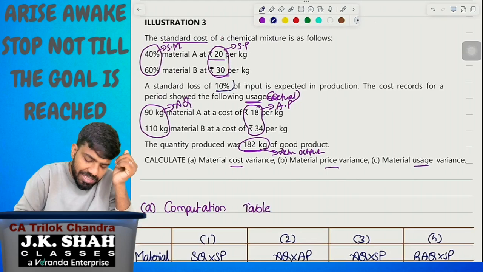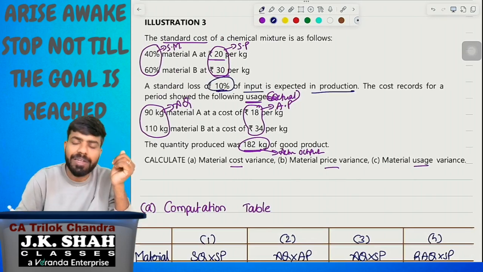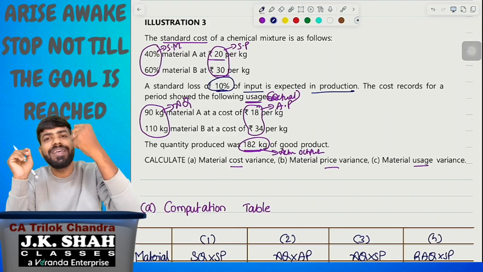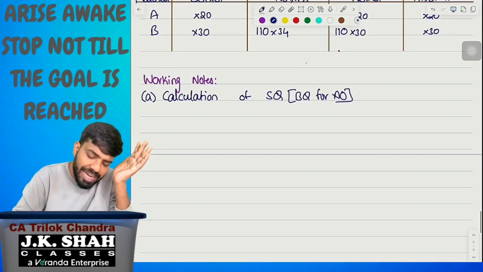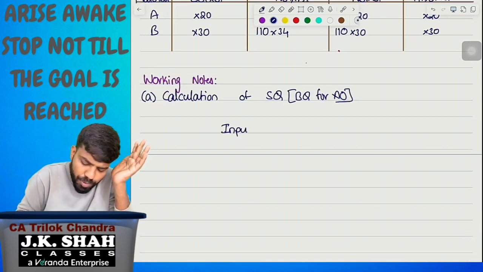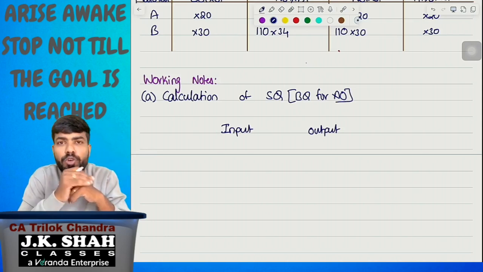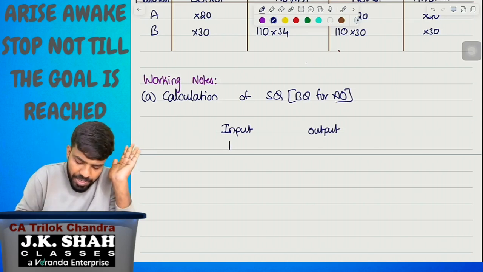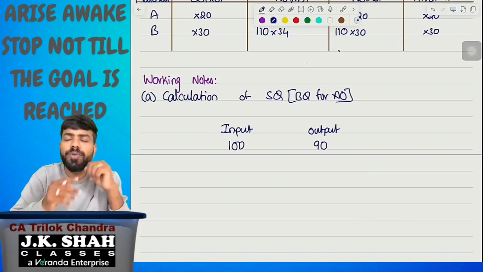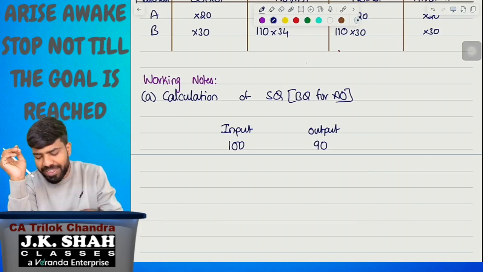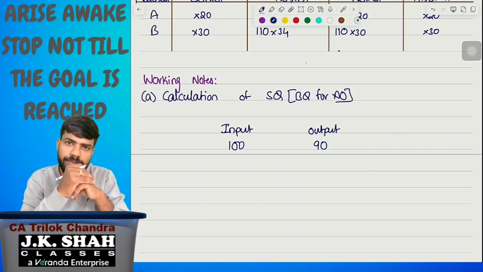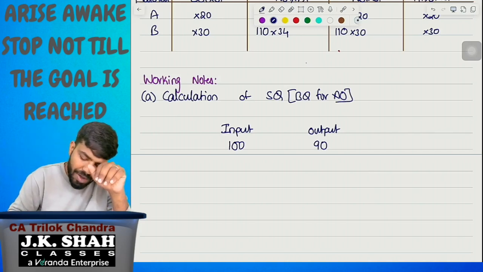They mention standard loss is 10% of input expected in the production. So whatever input we give, 10% is the loss and the balance will be the output. Whenever it comes to standard quantity, I always prefer to follow the input-output format. If you give 100 kgs input, the output will be only 90 kgs, because there is a standard loss of 10%. Clear?